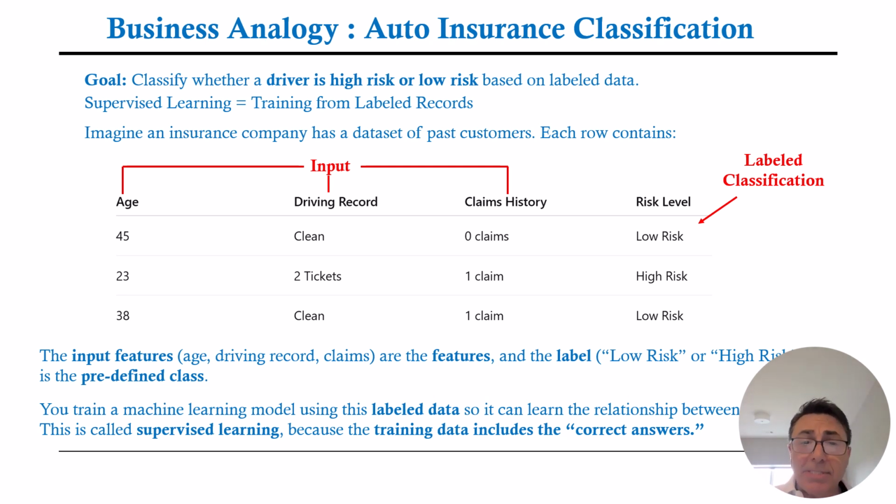Let's take that as a business analogy, that auto insurance classification. Here we have ages, driving record, and claims history as our input. We provide the classification, the labeled classification, as you can see. So at age 45 with a clean driving record and zero claims, we say, well, that's a low risk. And we identify age 23, two tickets, one claim as a high risk, and so on and so forth. So these inputs are also called features. So we feed the model features to help have it determine what class we want it to have based on those features.